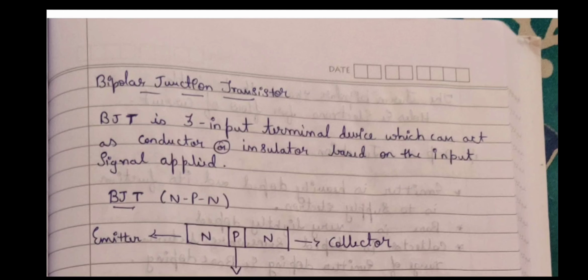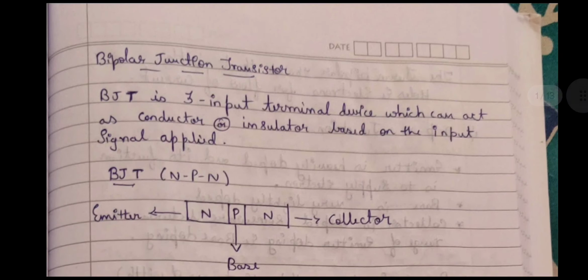So BJT is a three input terminal device, right? So what are these three input terminals? One is of course the emitter, base, and the collector. These are the three input terminals. Okay, and so let's look at the type of configurations in the BJT.